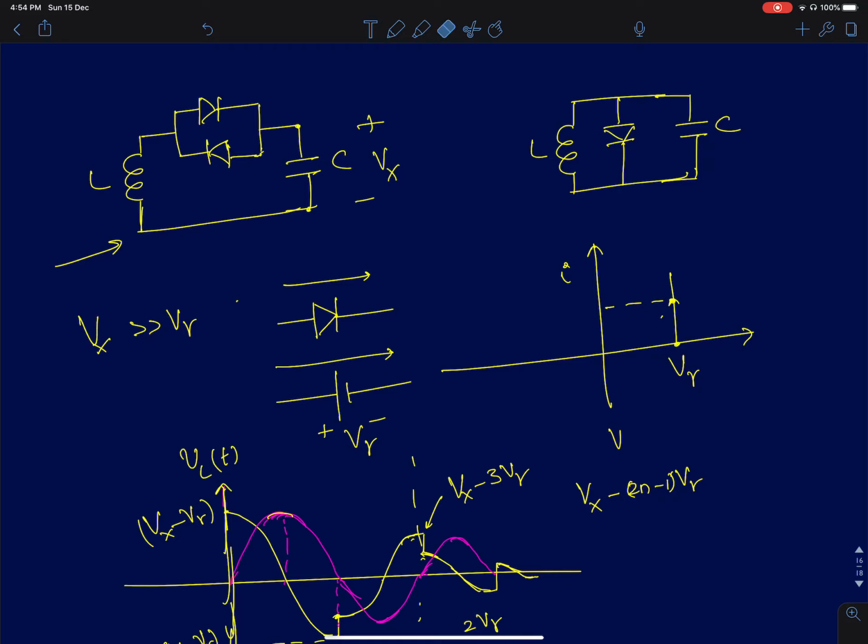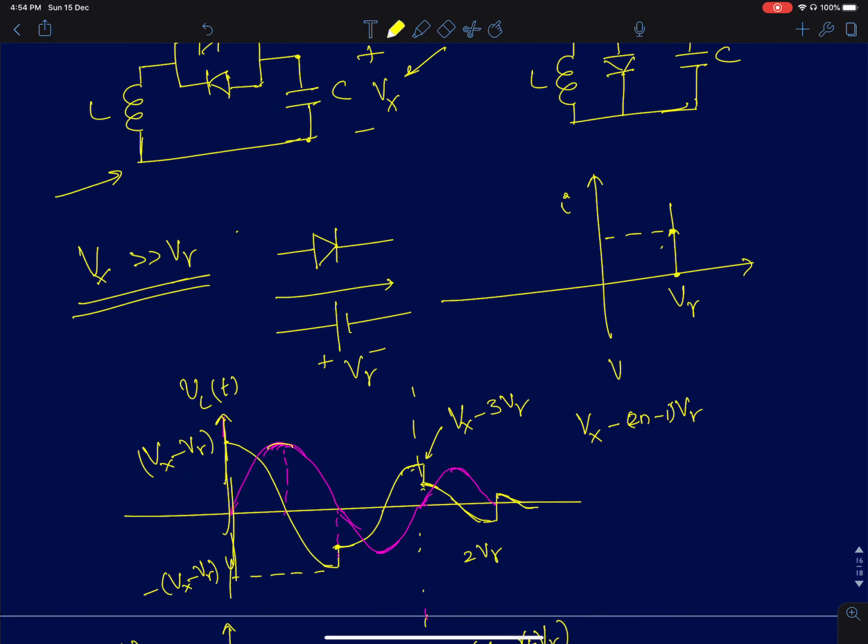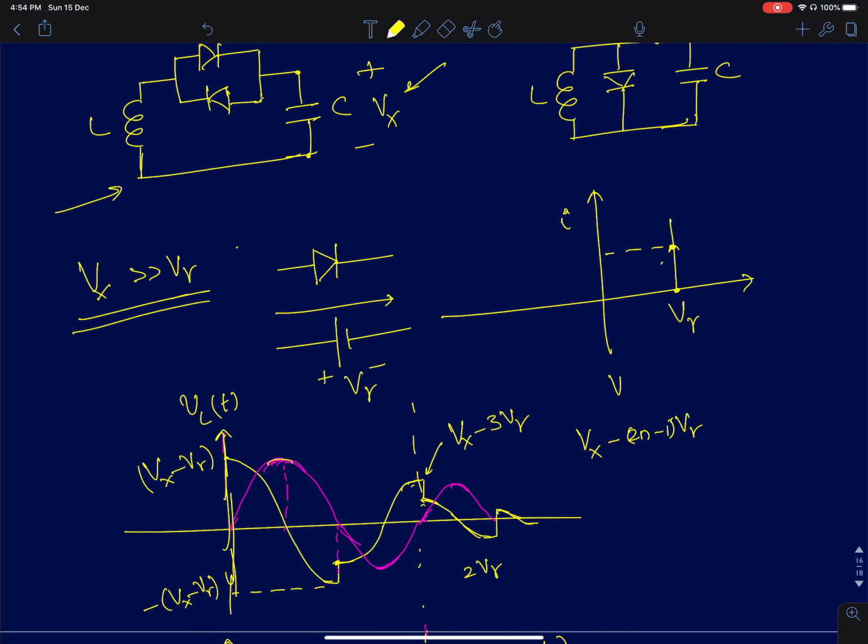Then we analyzed what happened when we started with an initial voltage across the capacitor with a value Vx, where Vx is much greater than V gamma. Here V gamma is the cut-in voltage of the diode, and I'm going to use the lossy diode model. In this model, I assume that the diode in the forward bias region can be modeled as a voltage source of value V gamma.